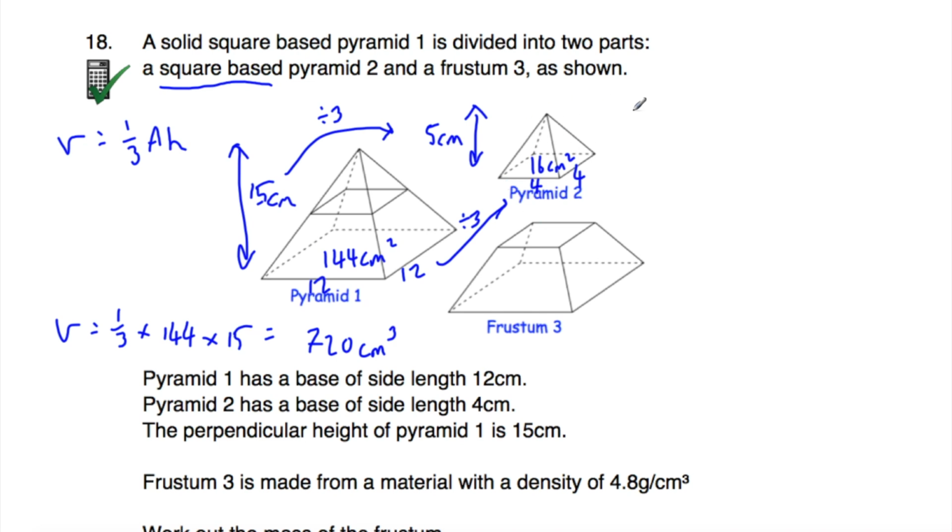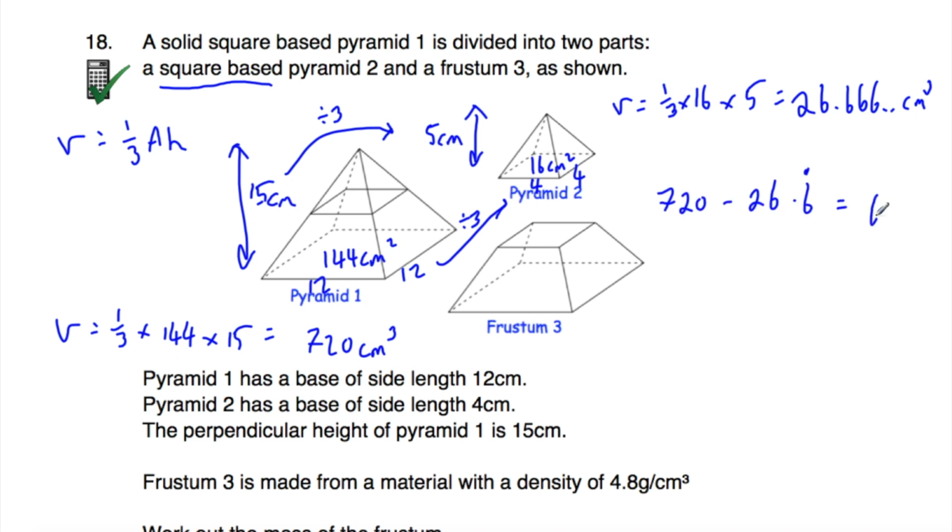So now we want to find the volume of that pyramid. The volume is equal to a third times the area of the base, which is 16, multiplied by the height, which is 5. Let's work this out. That's equal to 26.666 and so on centimeters cubed. So we've now got the volume of the whole pyramid and the volume of the bit that's removed. If we take them away, we get the volume of the frustum, 693.3 recurring centimeters cubed.